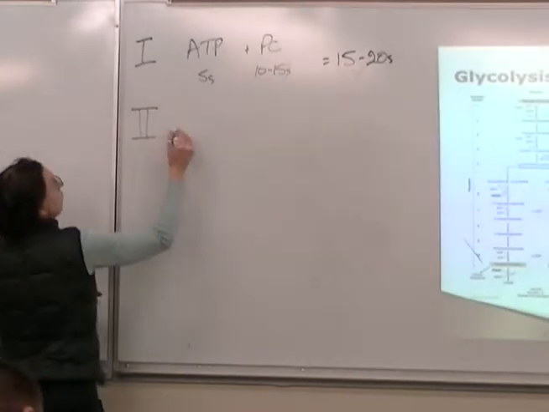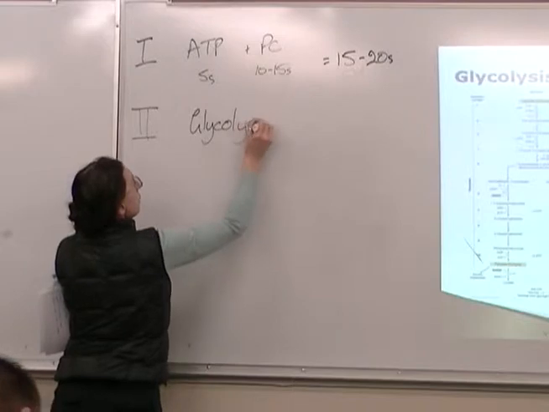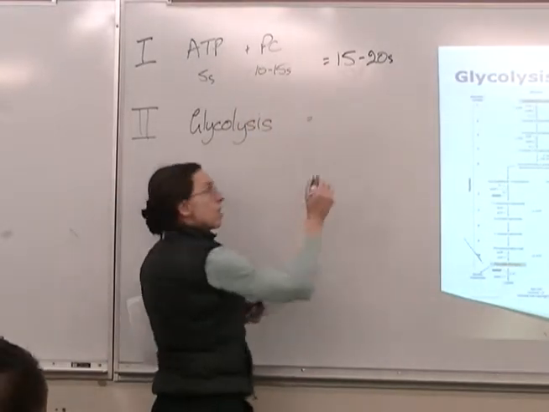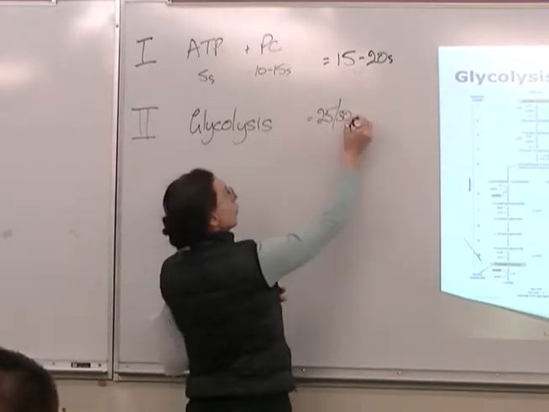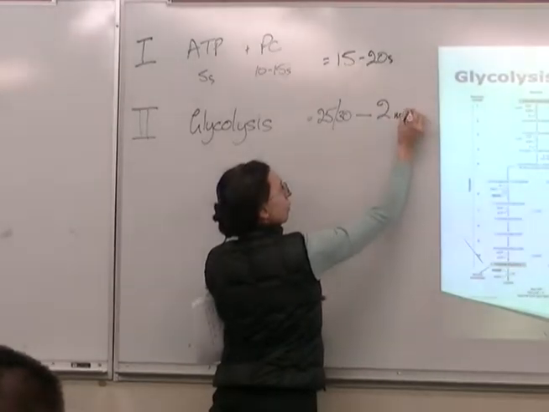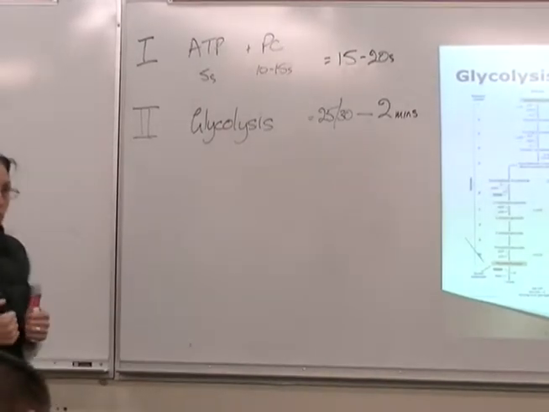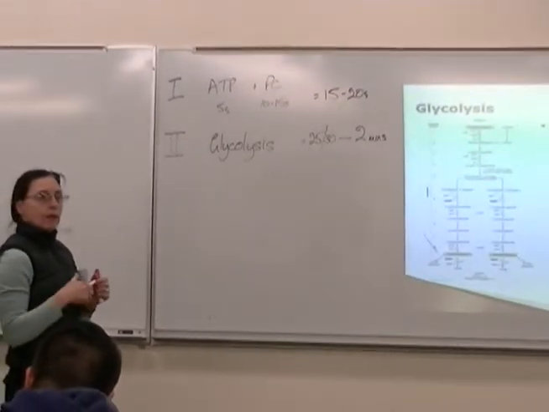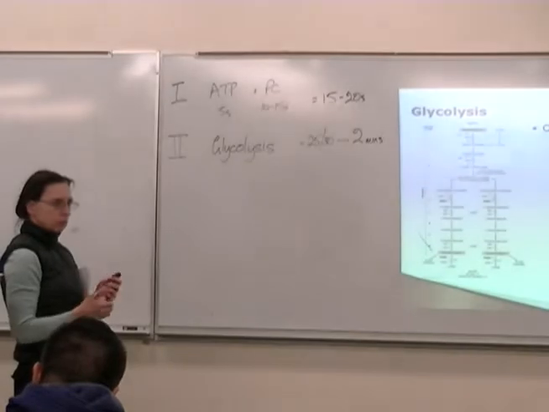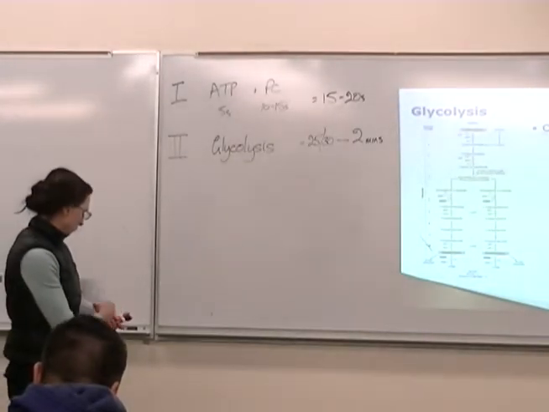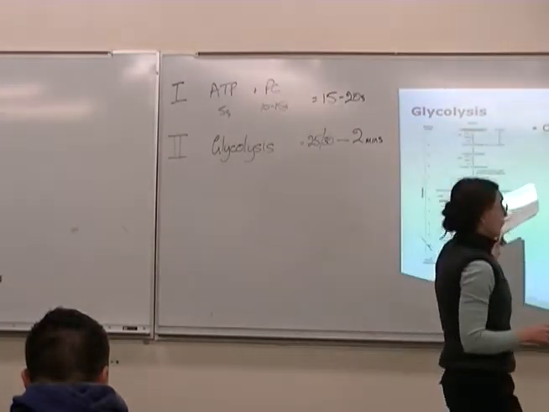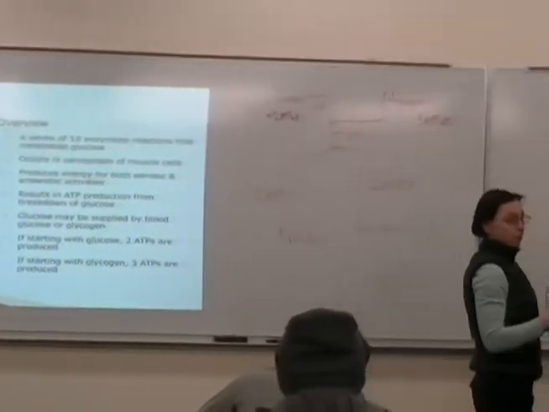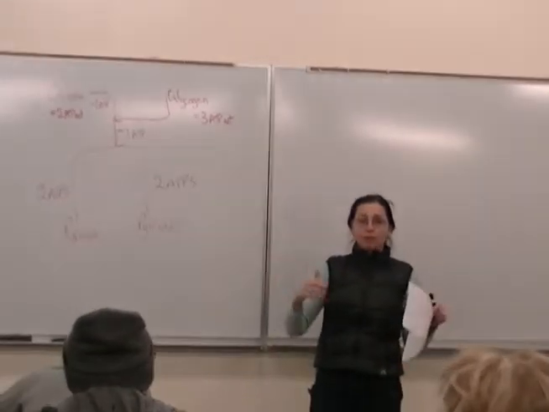So system 2 runs from somewhere around 25 to 30 seconds. Bit of an overlap, and we've got some other things going on, to somewhere around 2 minutes. Depending upon the individual, how trained they are, what they ate last night. Having said that, glycolysis is important as an energy system. We use it a lot. There's a lot of times when we don't move consistently for more than 2 minutes.